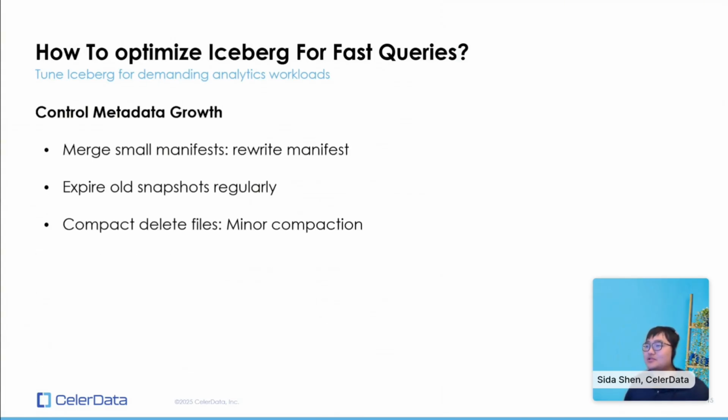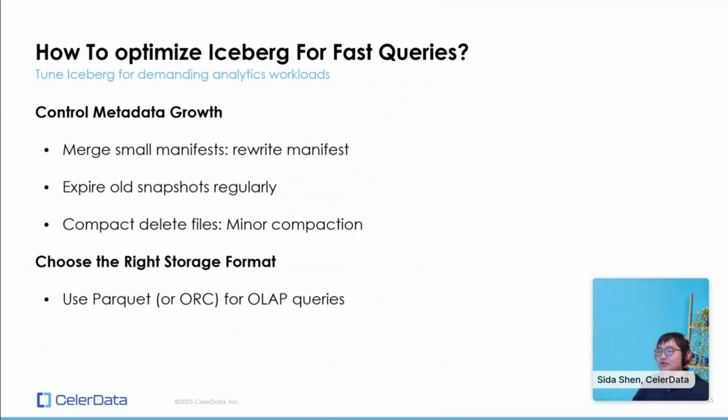And then, control your metadata growth. You want to rewrite your manifests pretty regularly, so you don't have too many small manifests, small metadata files. You want to expire your old snapshots regularly. You want to compact your delete files regularly too, like we just talked about.